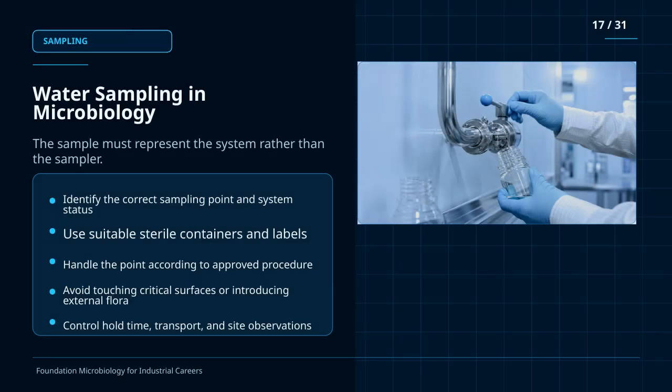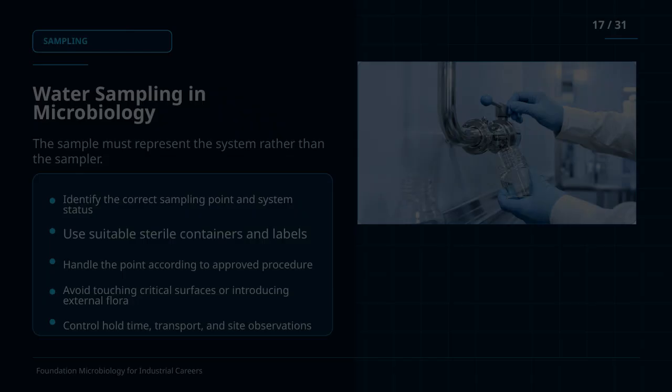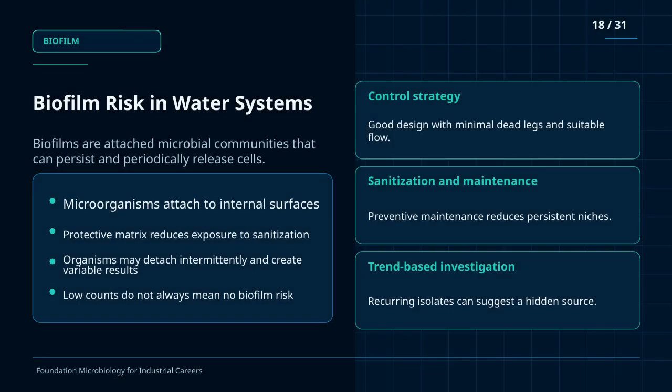Water sampling must represent the system rather than the sampler. Use the approved sampling point, sterile containers, correct labeling, controlled handling, and suitable transport conditions while recording any abnormal observations. Biofilms are attached microbial communities that can persist inside water systems and release cells intermittently. Low counts do not always rule out risk, especially when recurring isolates or repeated shifts suggest a persistent niche.